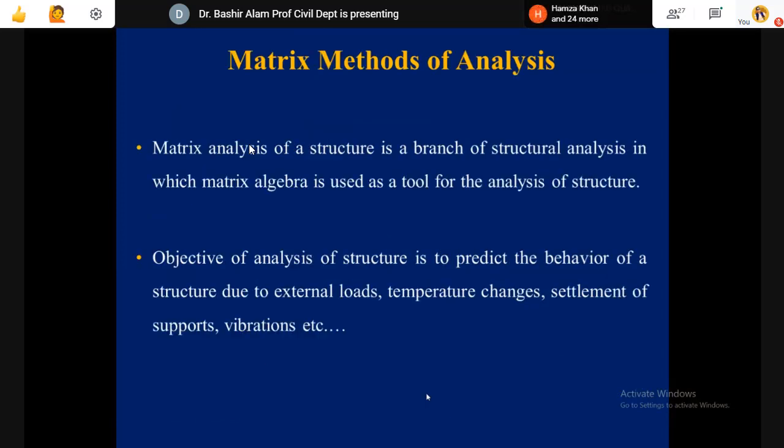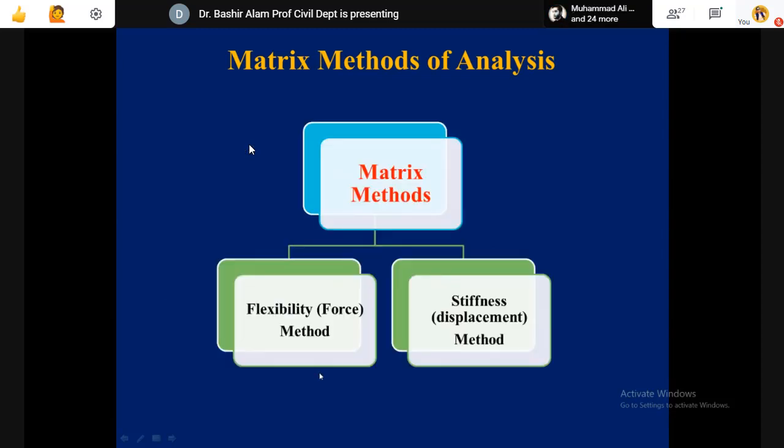Now, matrix analysis of structures is a branch of structural analysis in which matrix algebra is used as a tool for analysis of structures. The objective of analysis of a structure is to predict the behavior of a structure due to external loads, temperature changes, settlements of supports, and vibrations, etc. Now, matrix methods include the flexibility or force method, and then we have the stiffness or displacement method.